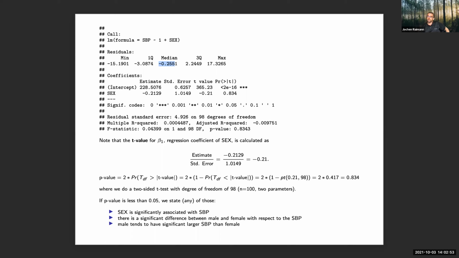So now we have the coefficients. We have the intercept, which we know is here 228, a rather unrealistic example, but we know that already from the previous exercise. Then we have the sex, and we have a standard error for sex, a t-value, and a p-value. What do we see here? We essentially see that sex results in a smaller blood pressure in the y1 group as compared to the reference group.